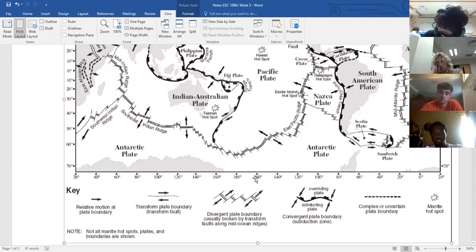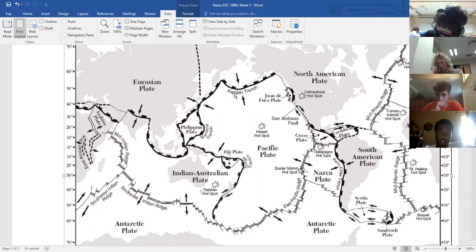So the convergent boundaries, they are the site of destruction of plates, plate destruction. This plate that's underriding, that's subducting, melts into the mantle.